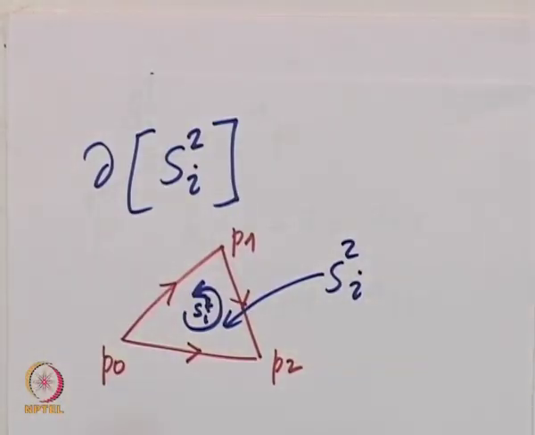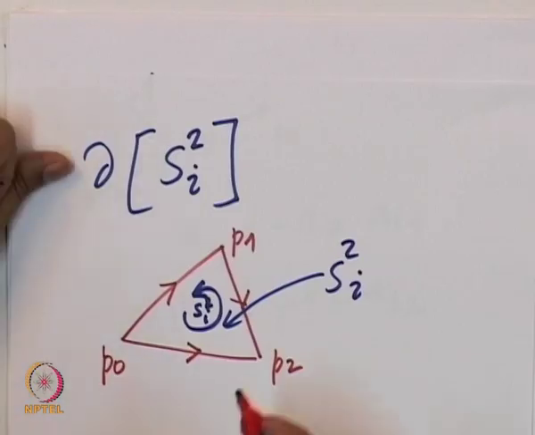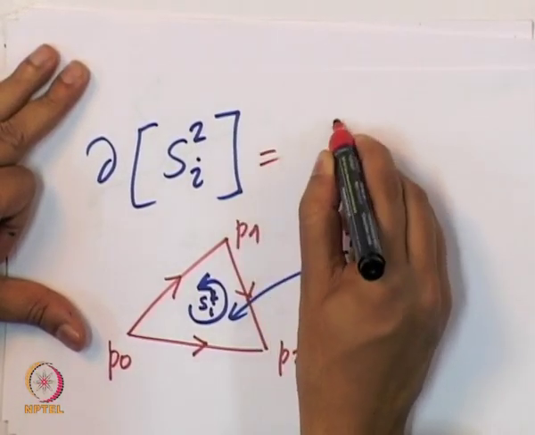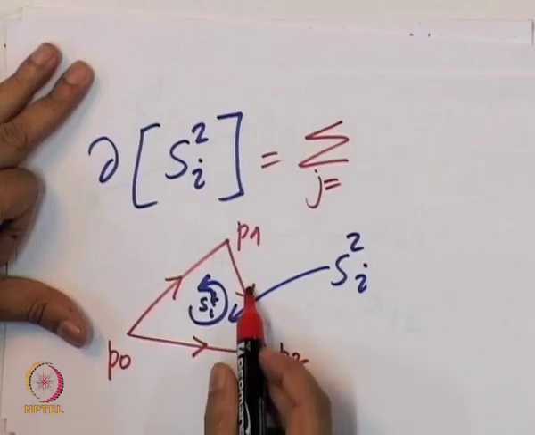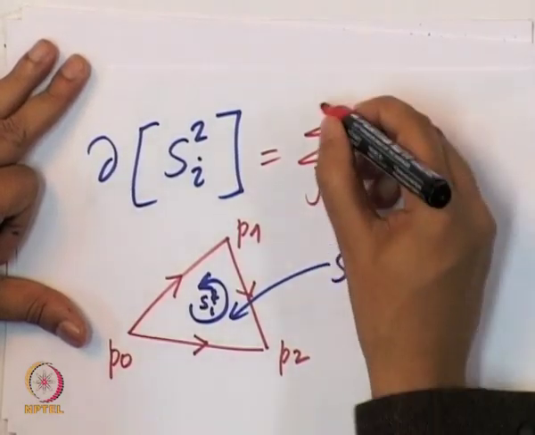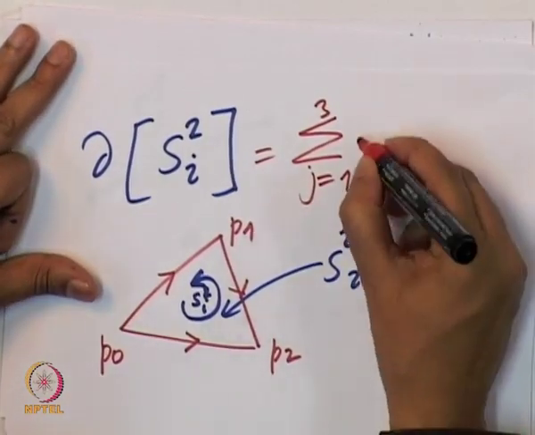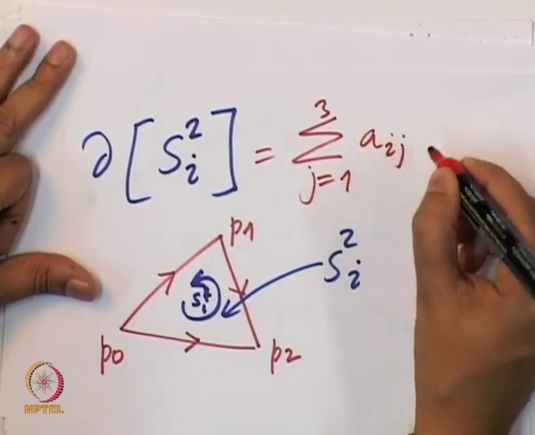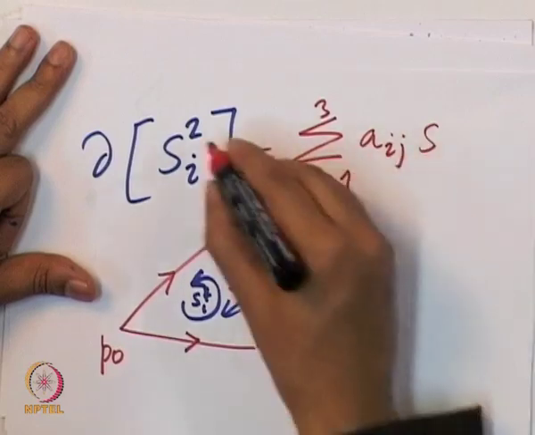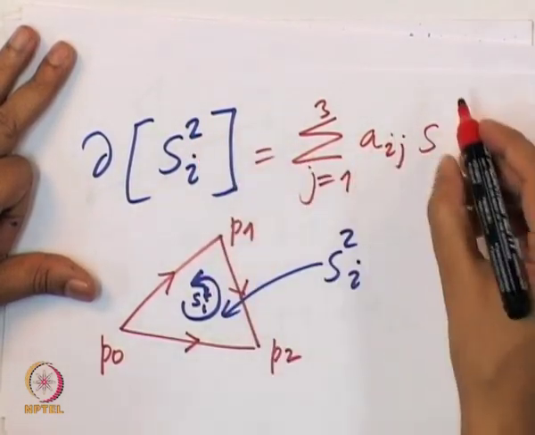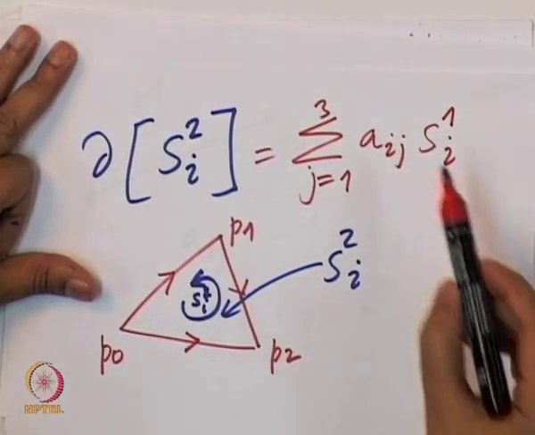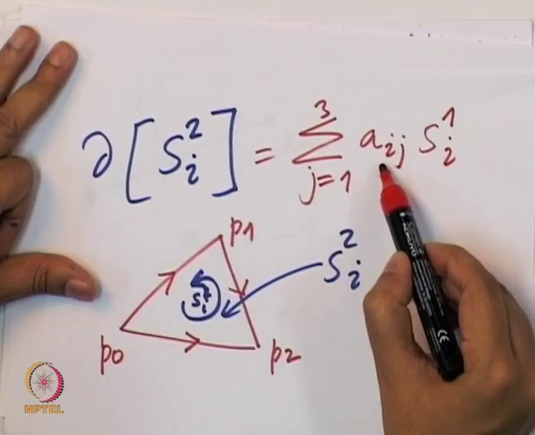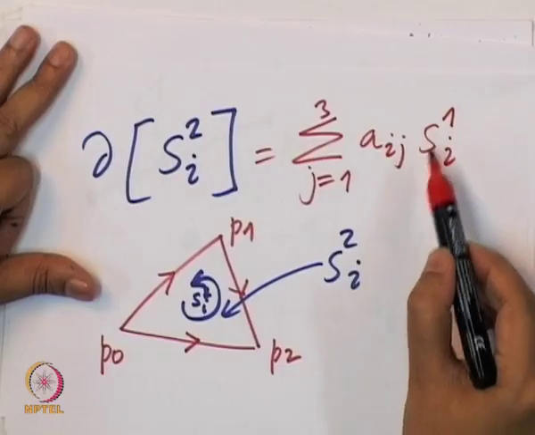So in this case, what I am looking at is the sum over j, where j goes from 1 to 3, and here the j will be the boundary elements, which are nothing but the lines themselves. So I will have a_ij s_k plus 1 is equal to 2, where k is equal to 1. Now we are interested in knowing what the incidence coefficients are for individual 1-simplexes.